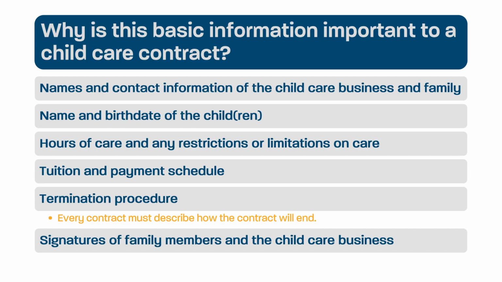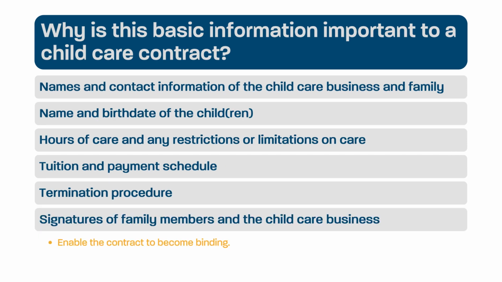Termination procedure. Every contract must describe how the contract will end. The contract should explicitly state how the family should end the contract and describe how you will end the contract. Include language that you may end the contract at will, which allows you the flexibility to terminate the contract when, or if, you need to do so.